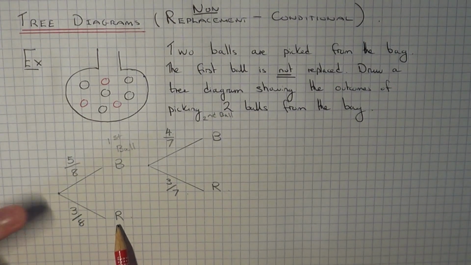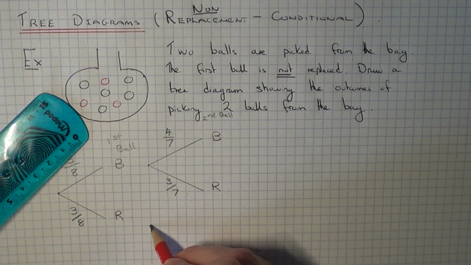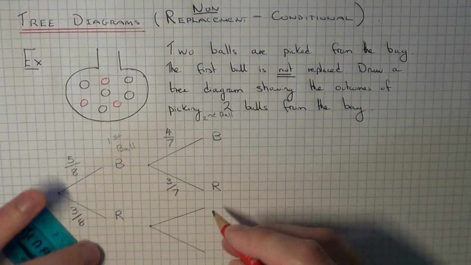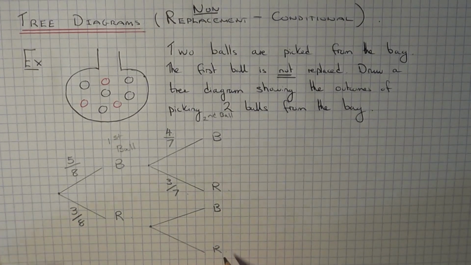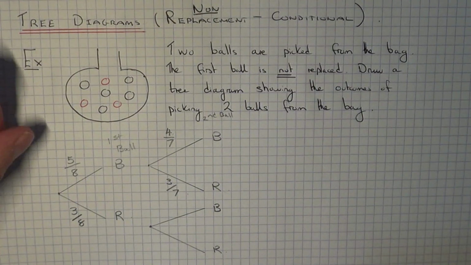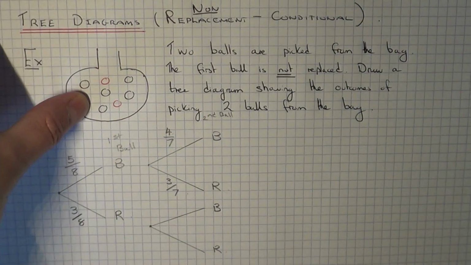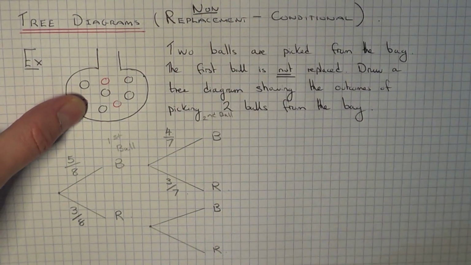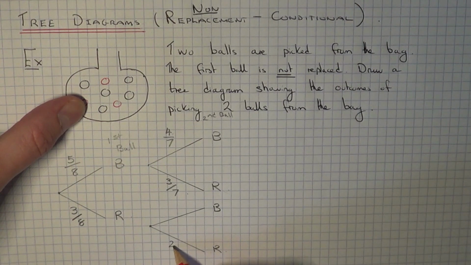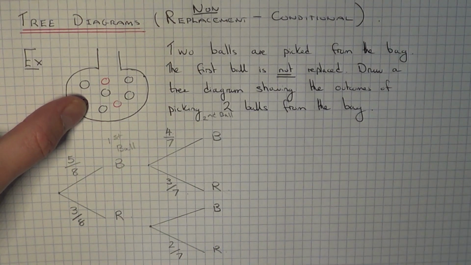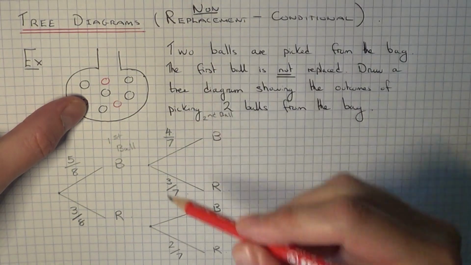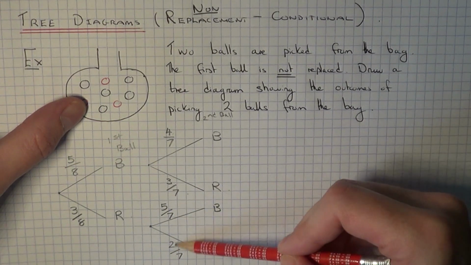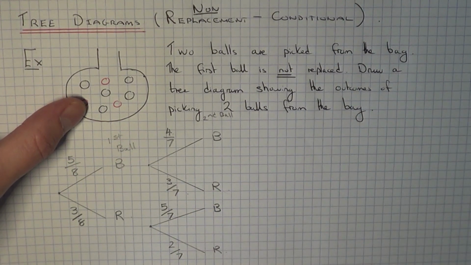If we picked out a red ball previously, we can then pick out from the bag either a black or a red ball again. So again we can cover up the red ball because that's what we picked out first of all. Let's start with picking out a second red ball. This would be 2 out of 7, and the probability of picking out a black ball would be 5 out of 7. Again, notice that these 2 add up to 7/7, which is a whole one.